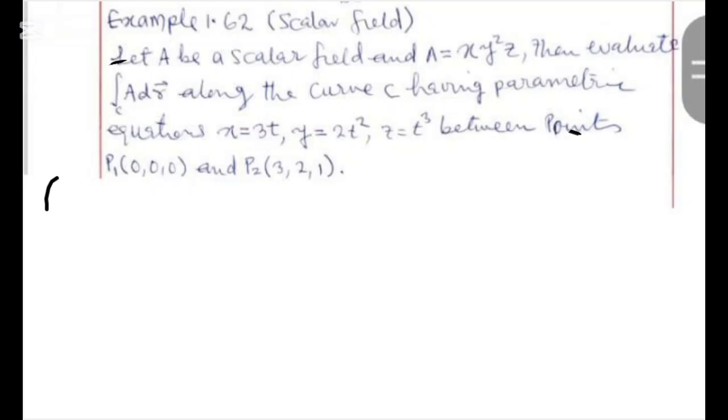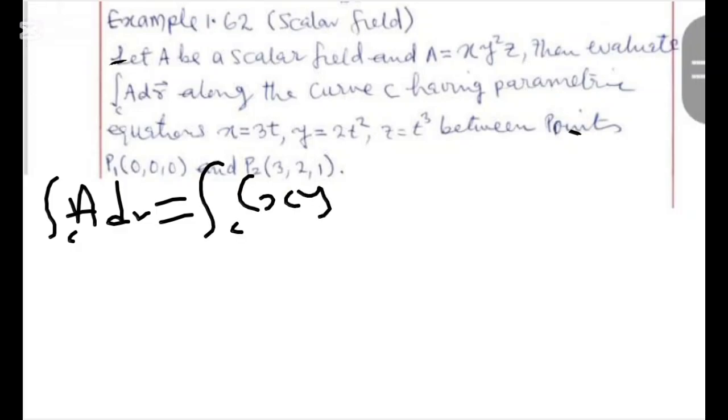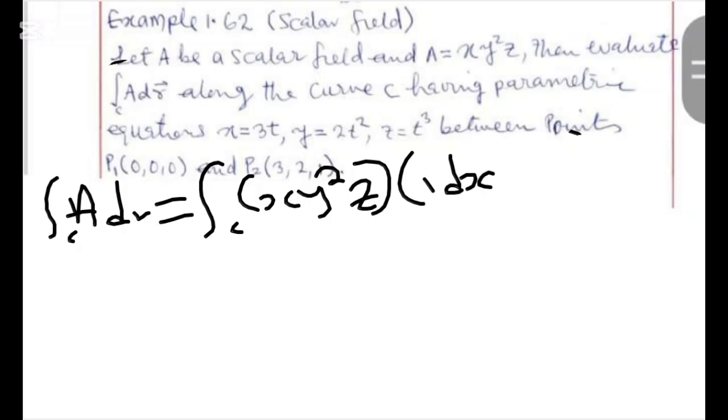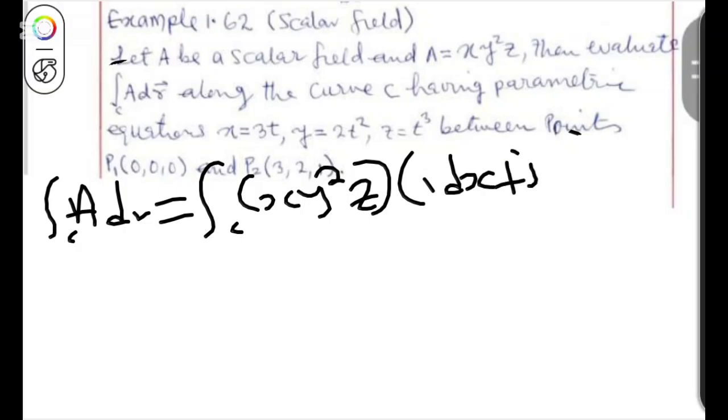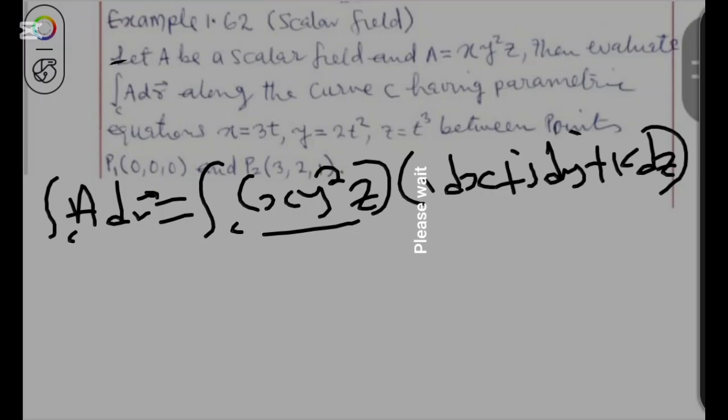So the first thing that I'm going to do is to say the integral of A dot dr is the same thing as the integral of this, which is x y squared z i dx plus j dy plus k dz, because this is dr. I already put the value of A and then I multiply by dr.